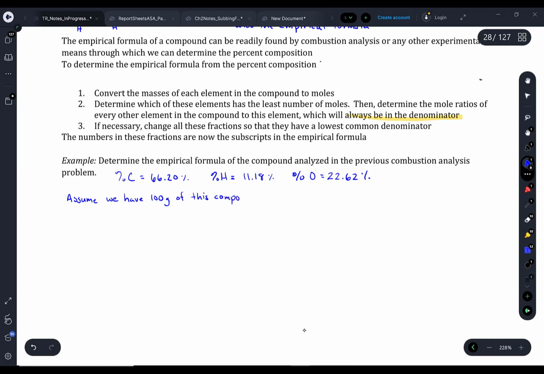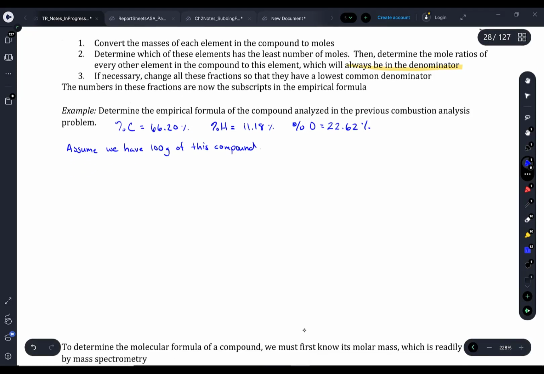One more time, that's because the amount that you have is irrelevant. Okay, so I'm going to assume I have 100 grams. If I have 100 grams, then how many grams of carbon would I have? 66.20. Good, exactly, because 66.20% of 100 is 66.20. So for carbon, I have 66.20 grams.